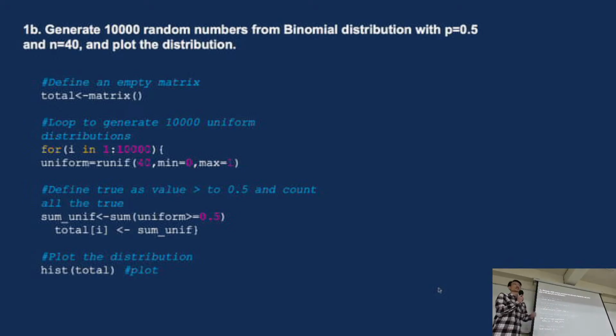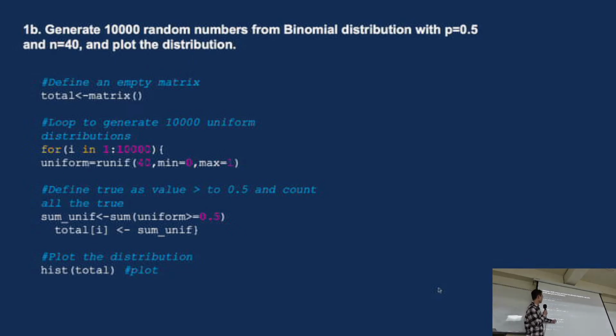You throw the coin 40 times, and you collect the positives, how many times positive, and then repeat for 10,000 experiments. Okay, and then this is very good. Yeah, basically just do the counting. And two students did it in different ways.